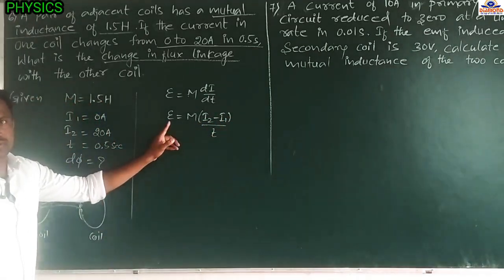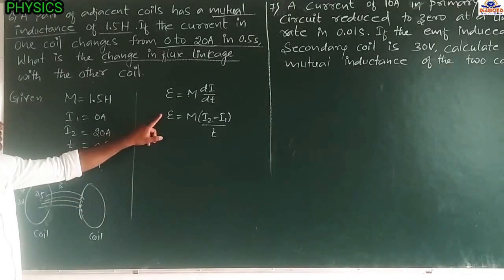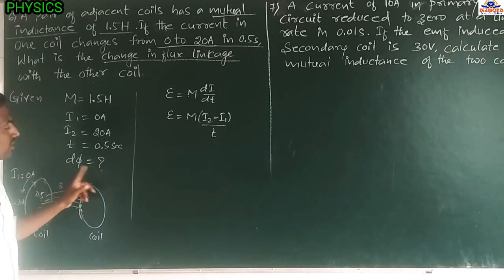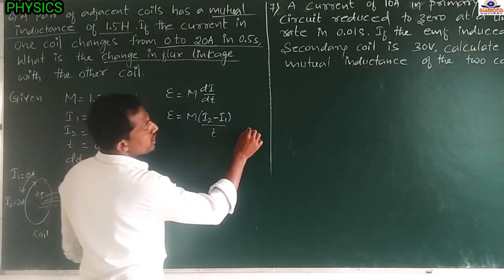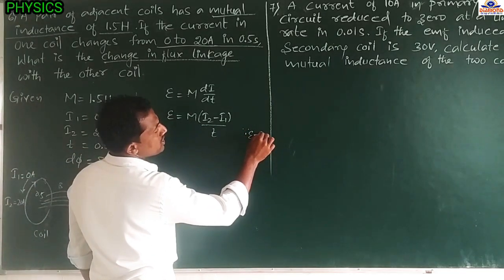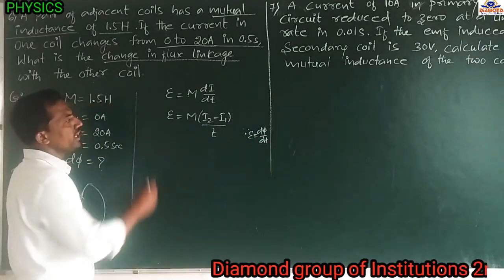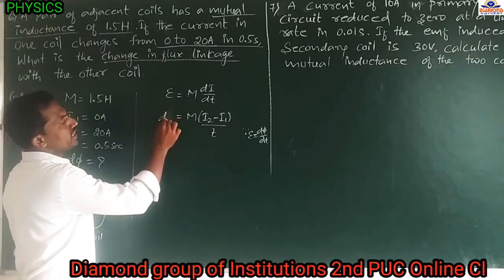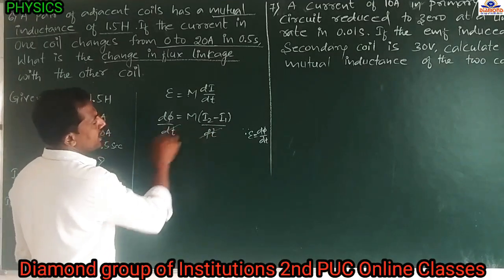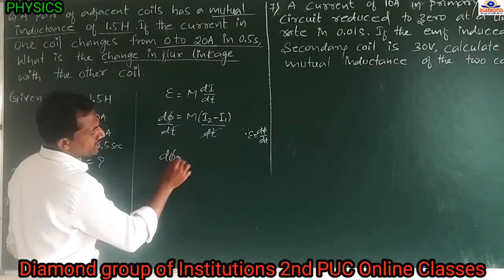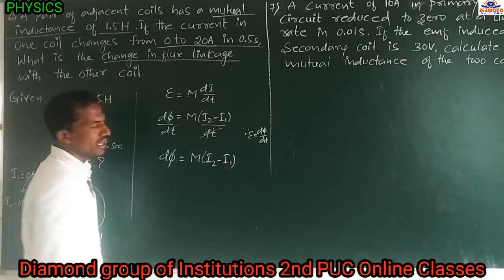But is the E value given to us? Not given. Is the EMF value given? Not given. Okay, then in place of this we are writing the change in magnetic flux. In Faraday's second law we can write induced EMF, E equals to what is the formula? dΦ by dt. In place of E we are writing dΦ by dt. This time gets cancelled. Then the change in flux is equal to M times I2 minus I1.